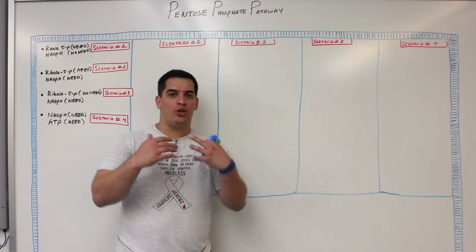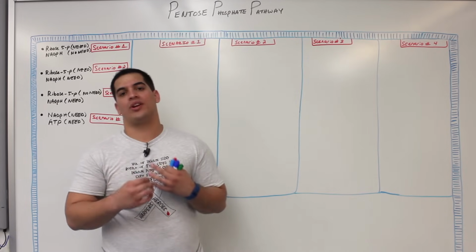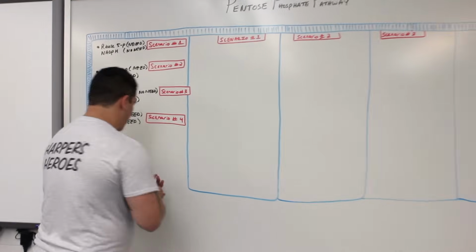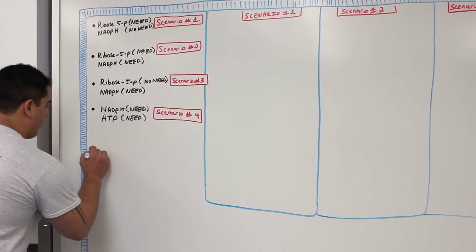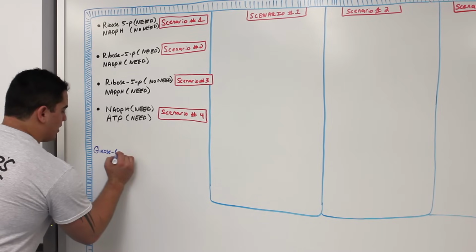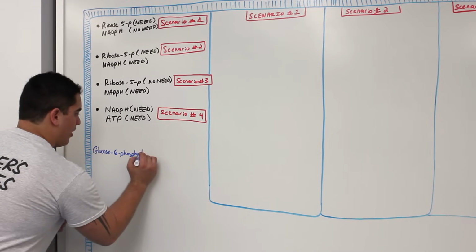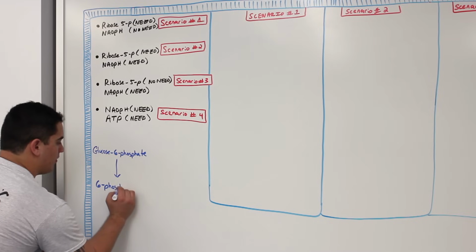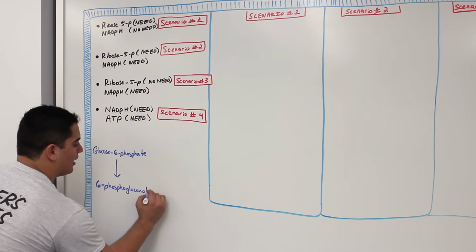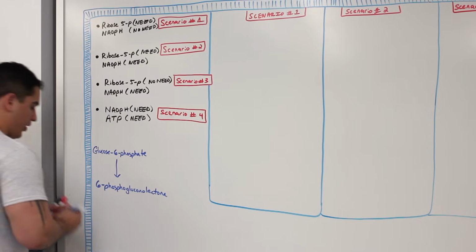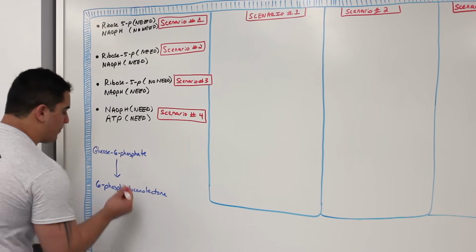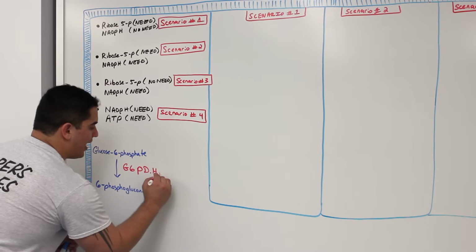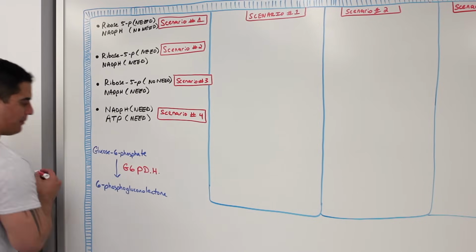All right, Ninja Nerds, in this video, we're going to continue on with the pentose phosphate pathway and specifically focus on the regulation. Now, if you guys remember, I talked about that special enzyme. If you guys remember, we had glucose 6-phosphate, and it was being converted into 6-phosphogluconolactone. And the enzyme that was catalyzing this step was glucose 6-phosphate dehydrogenase, right? This enzyme was catalyzing this step here.